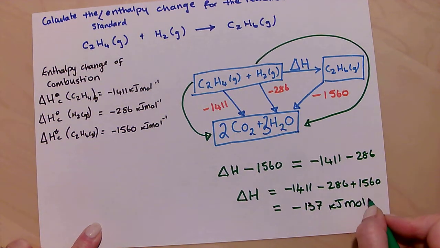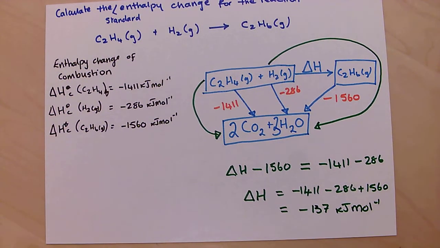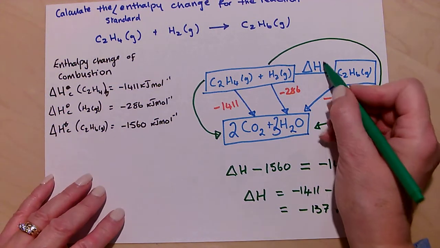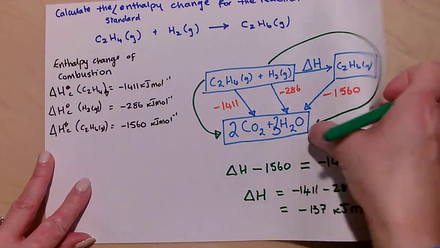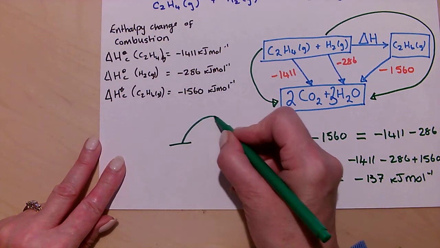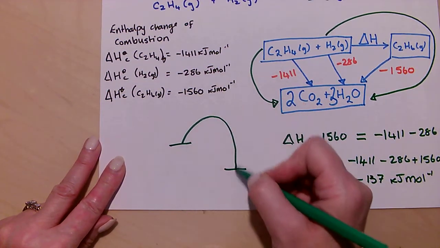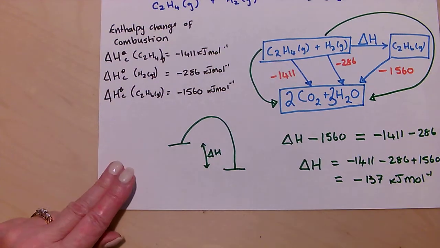kilojoules per mole. Okay, Hess's law states it doesn't matter which way round the cycle you go to get from reactant to product, the enthalpy change will be the same. So we're working this enthalpy change out, and again I'll just remind you that we're going from reactants to products. It doesn't matter which way round we go, this enthalpy change will always be the same.